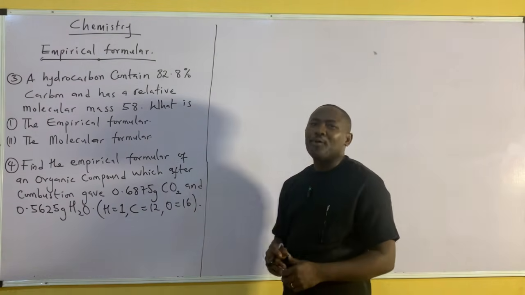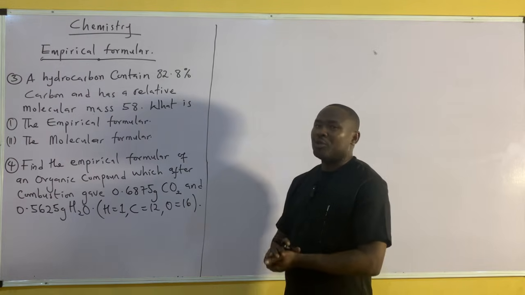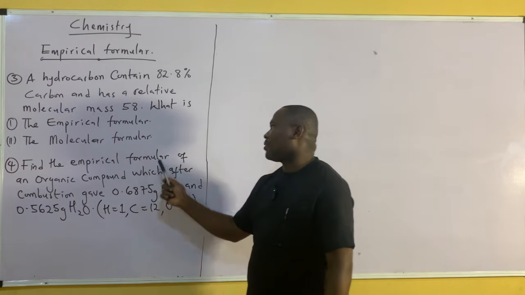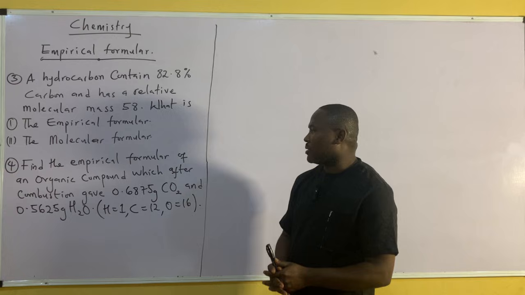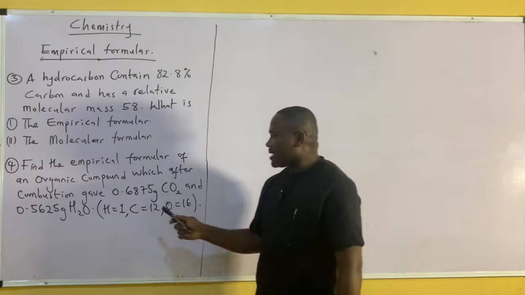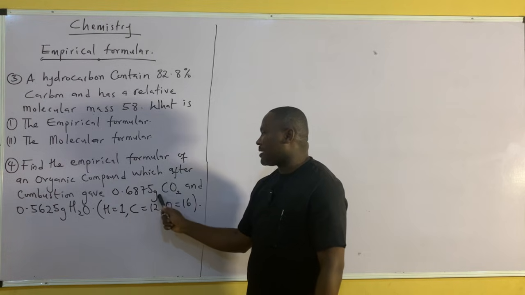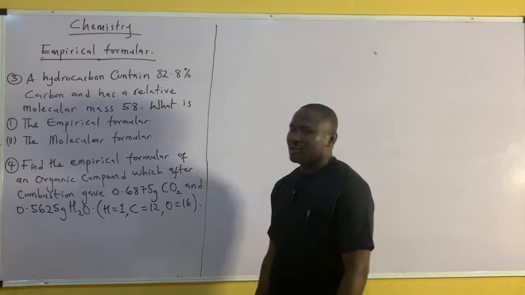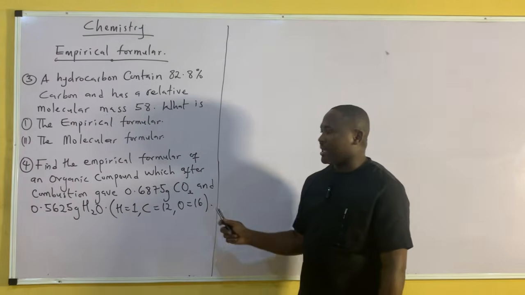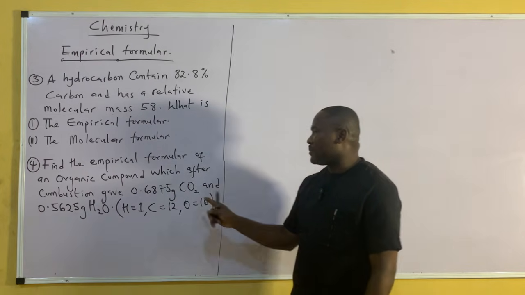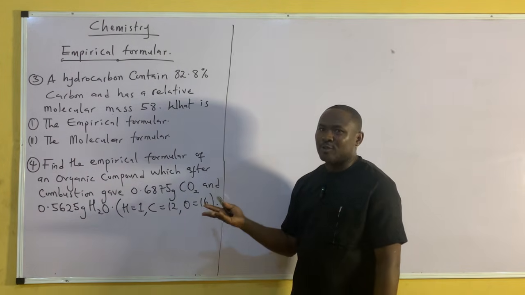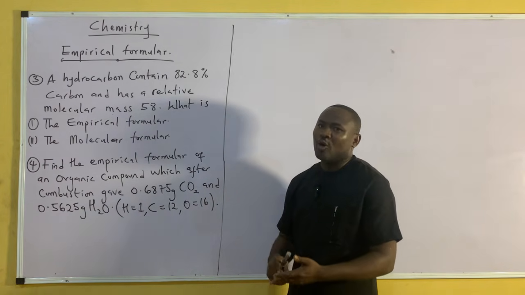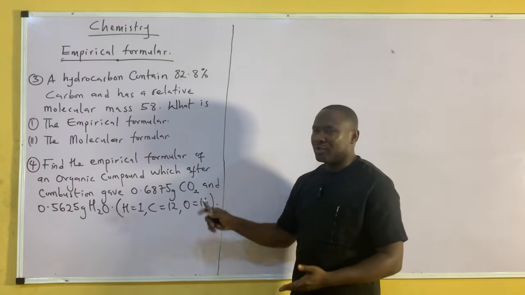Question number 4 is a more advanced question on the empirical formula. Why? Because it says find the empirical formula of an organic compound which after combustion gave 0.6875 grams of carbon dioxide and 0.562 grams of water. What this implies is that they did not give us the mass of carbon, unlike the ones we've been solving, where the mass of carbon, hydrogen, or oxygen will be given. That's not what they gave to us here.